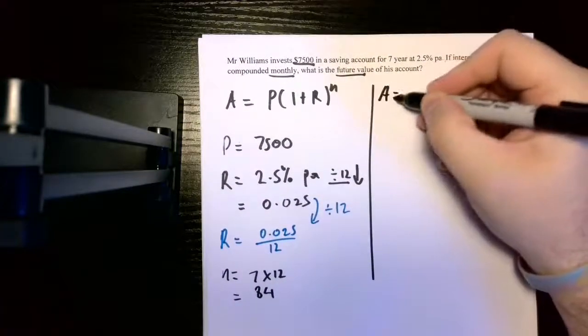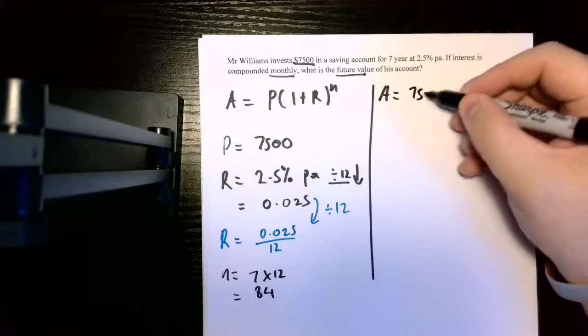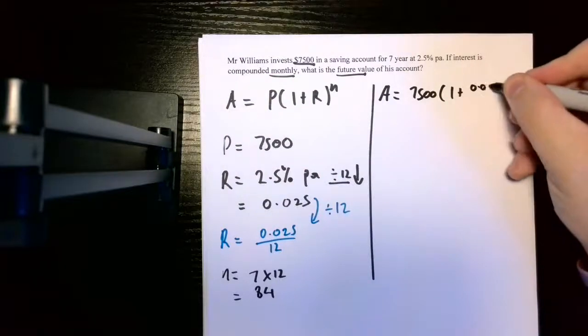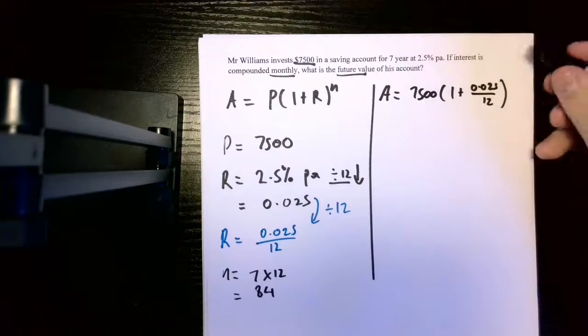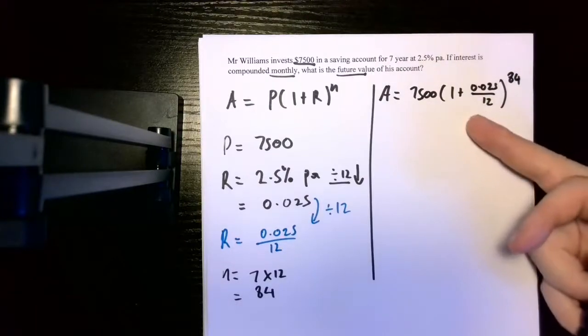Okay, our future value that we're calculating, again, just like before, we replace the P with 7,500. 1 plus our interest rate, 0.025 over 12, all to the power of our compounding periods.